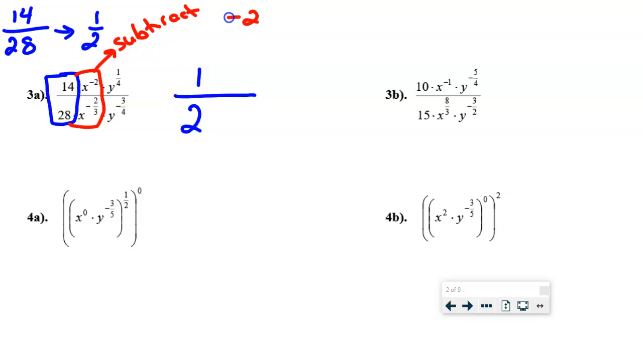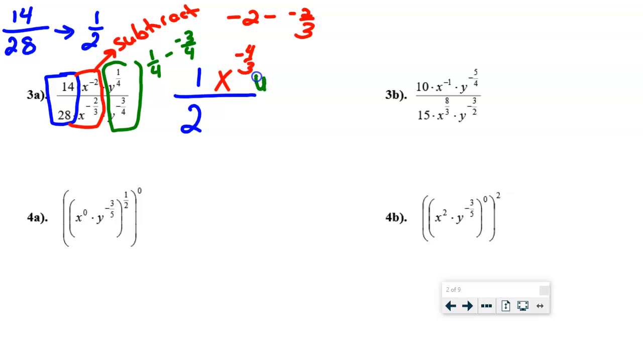So negative 2, careful, you're subtracting a negative 2/3 on your calculator. So this becomes x to the negative 4/3 power, I think. And then for the y's, it's the same rule, we're still going to subtract them. So 1/4 minus a negative 3/4 becomes y to the first power. And then we're going to use that negative rule again, where anything with a negative exponent is going to have to move to the other side.